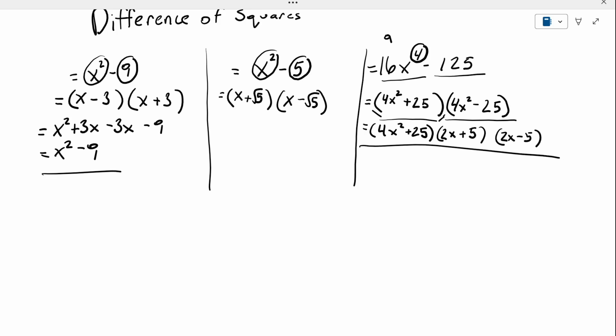If we were to FOIL all three of these brackets, we would be able to simplify to 16x to the 4 minus 125. I'm not going to do that because that would take way too long, but if you'd like to try it, go right ahead.